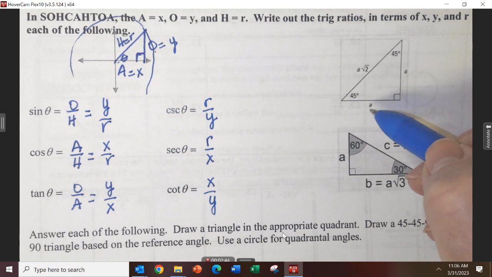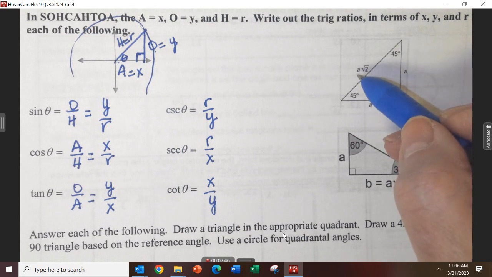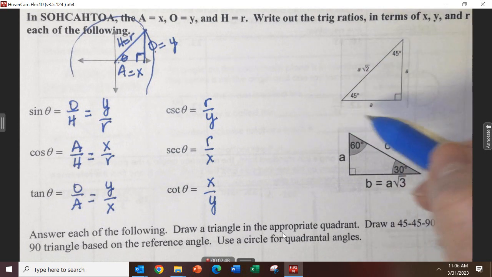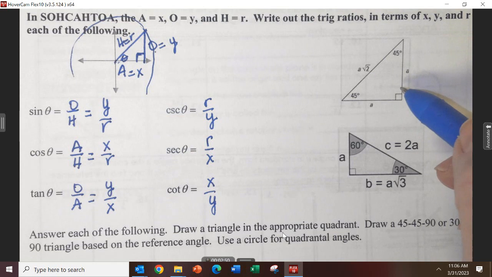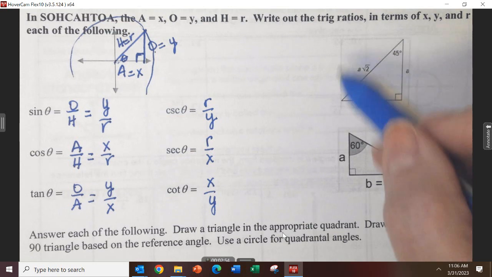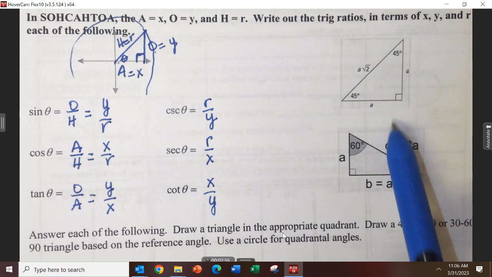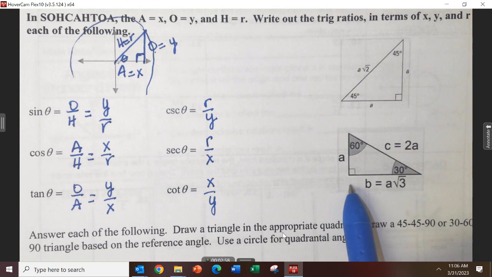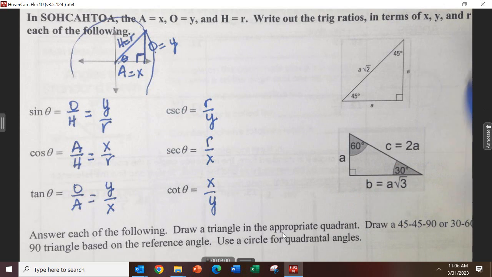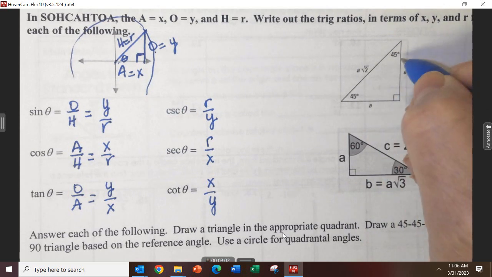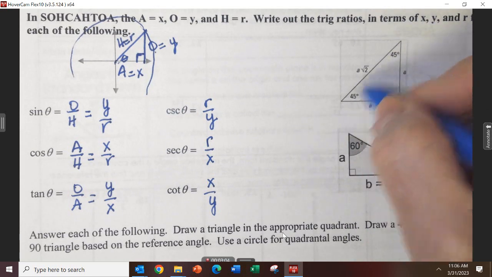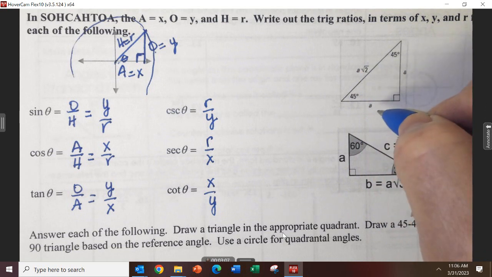Now, when we have a 45, 45, 90 triangle, we should know that the ratio of these sides always goes a, a, a radical 2. That's something that you should have learned in geometry, and it's the basis of trigonometry. Everything you do next year in pre-calc is going to be based off of these 45, 45, 90s and 30, 60, 90s. You just have to understand these relationships. The legs are always the same, and the hypotenuse is always radical 2 times the leg.